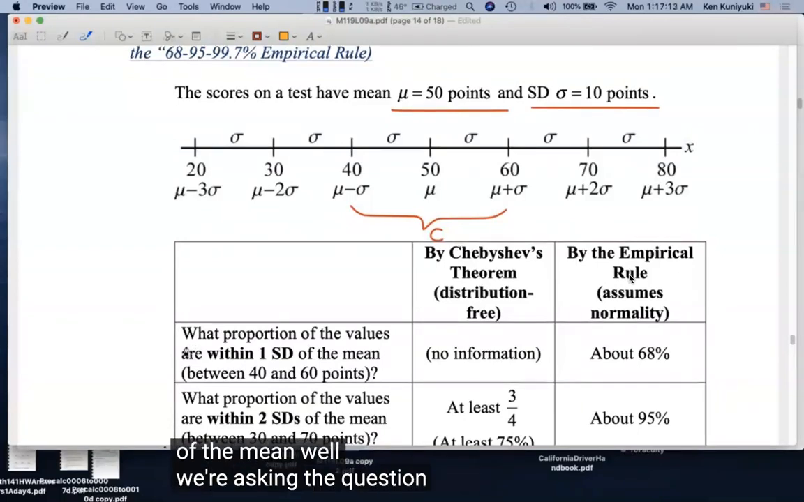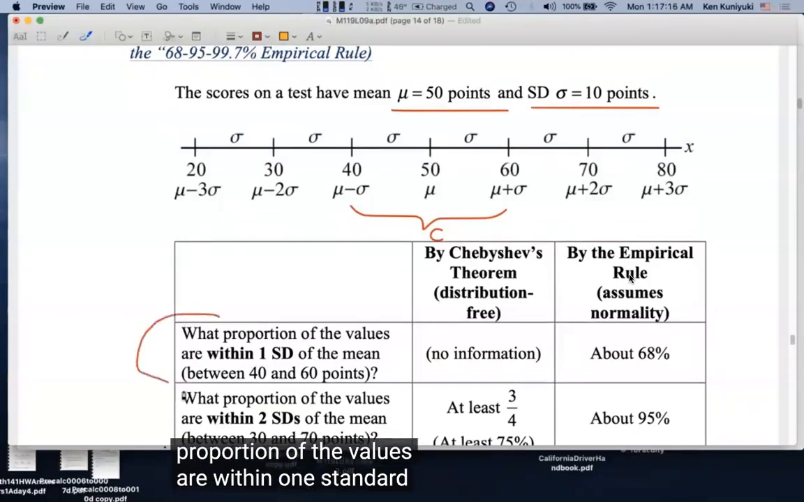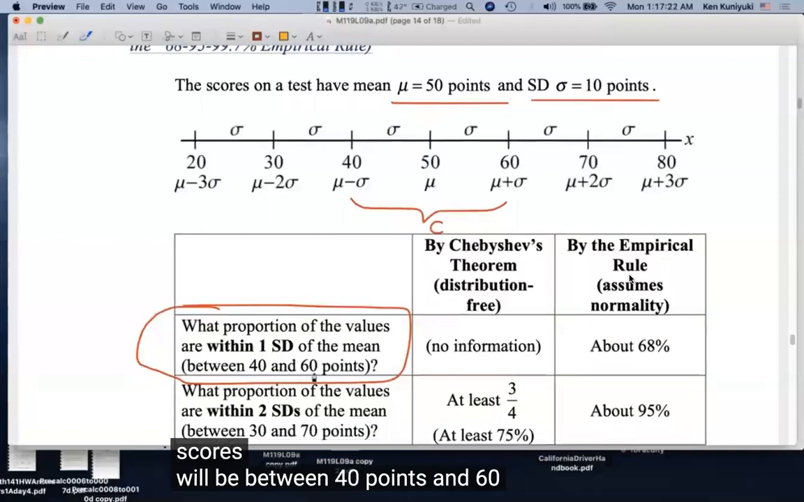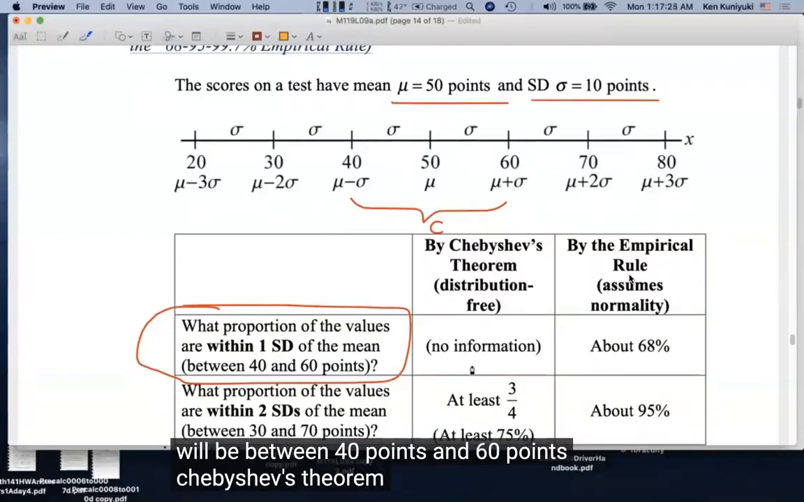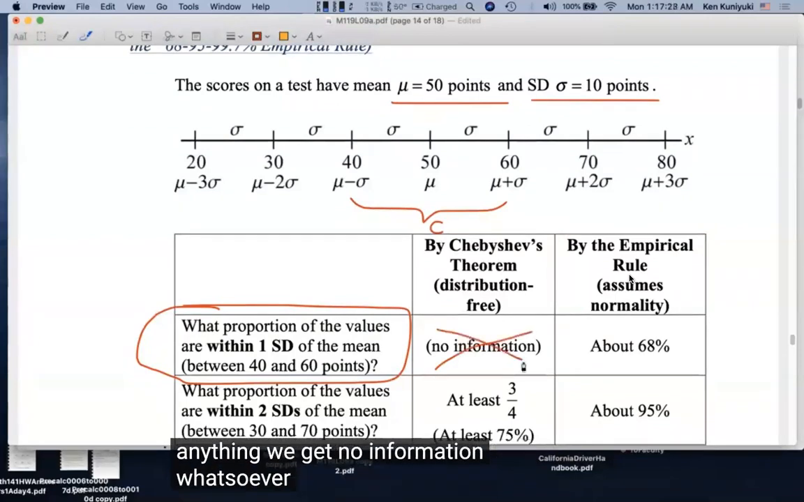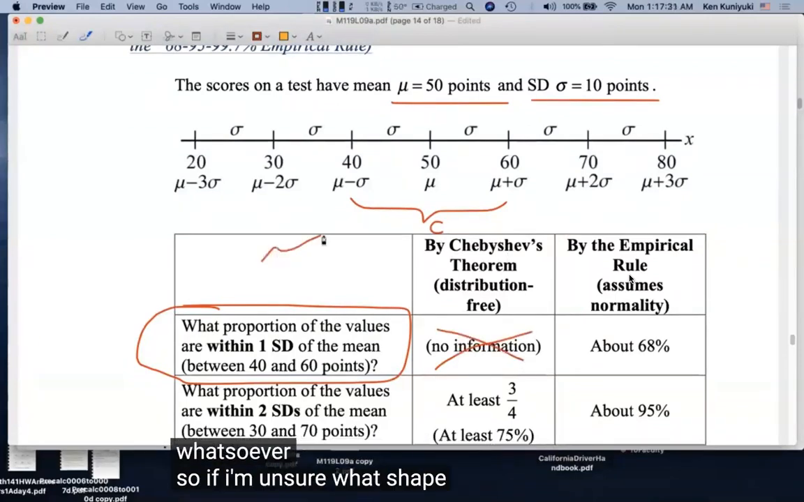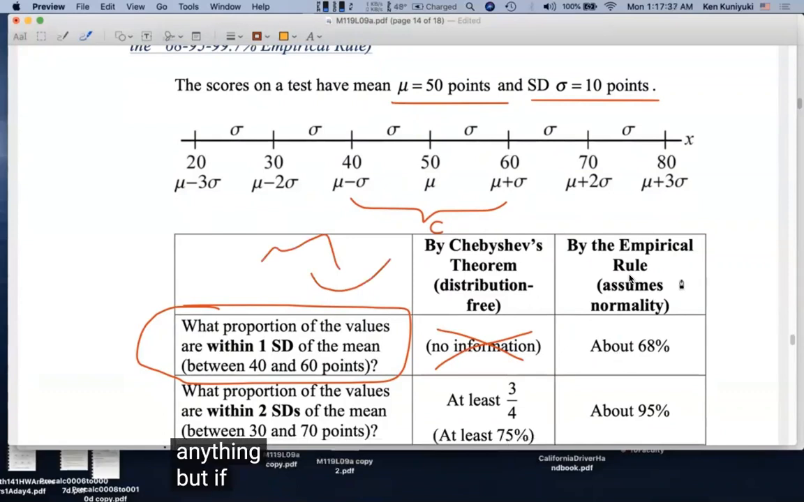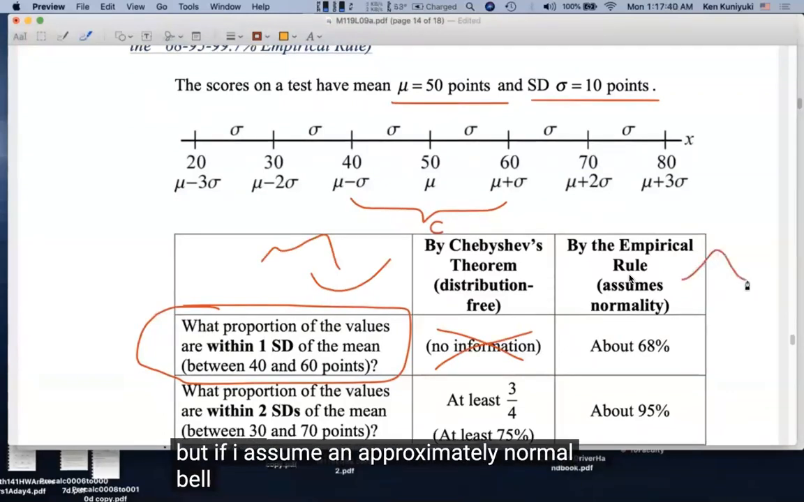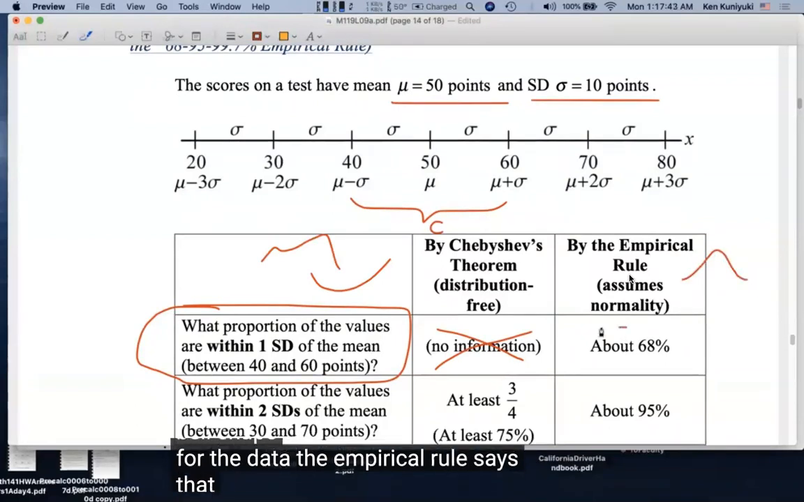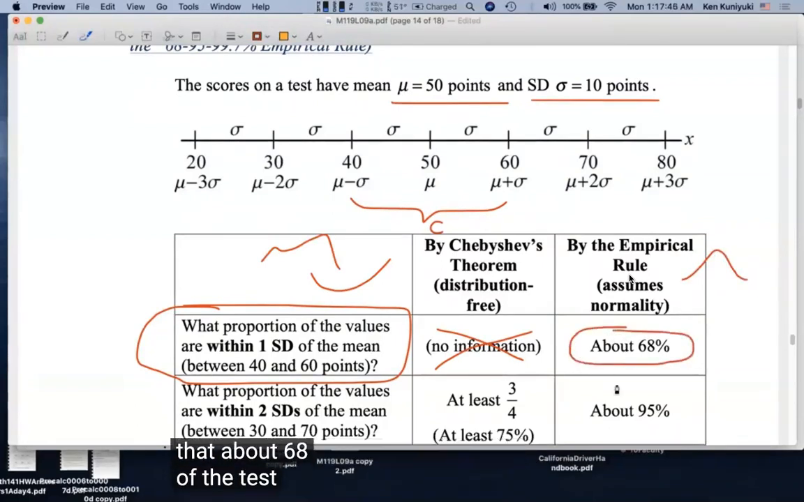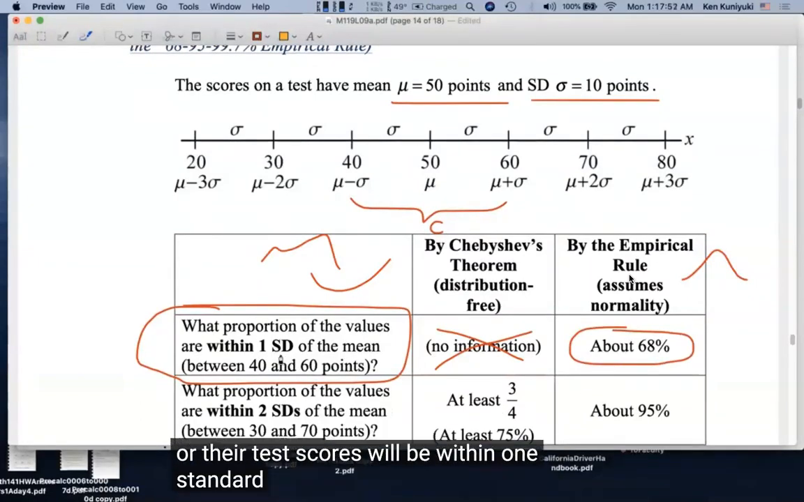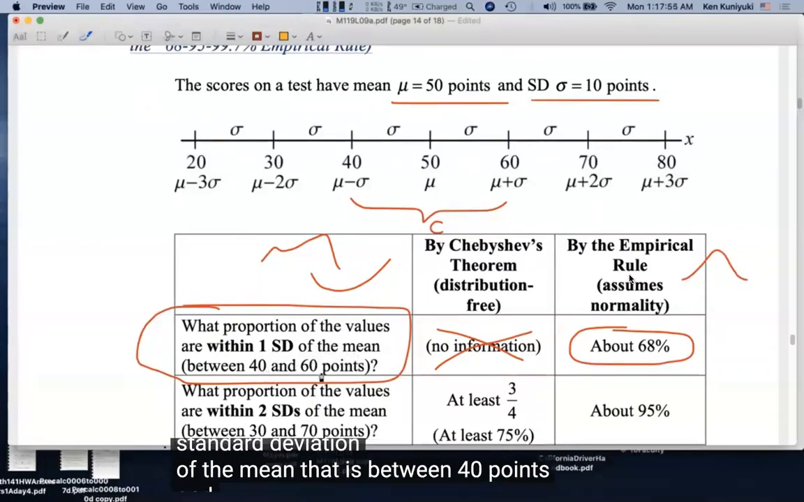Well, we're asking the question, what proportion of the values are within one standard deviation of the mean? That is, what proportion of the test scores will be between 40 points and 60 points? Chebyshev's theorem doesn't tell us anything. We get no information whatsoever. So if I'm unsure what shape the distribution is taking on, Chebyshev's theorem doesn't tell me anything. But if I assume an approximately normal bell shape for the data, the empirical rule says that about 68% of the test scores, about 680 out of the 1,000 students, will be within one standard deviation of the mean. That is between 40 points and 60 points.